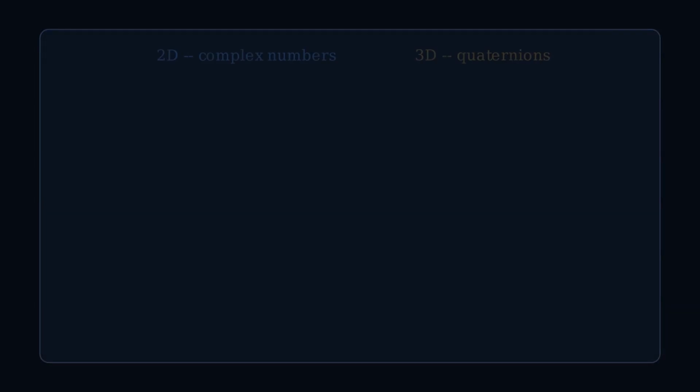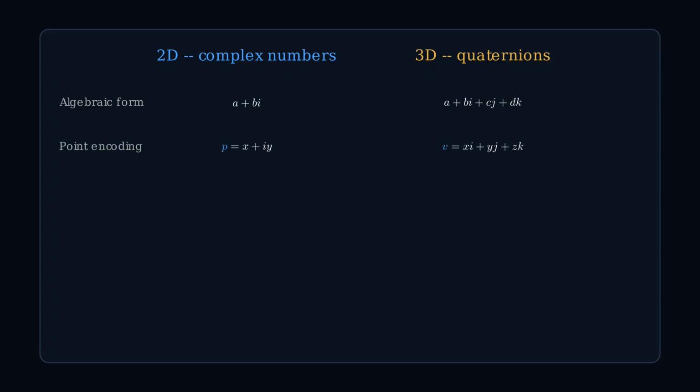Let's put it all side by side. Algebraic form, a plus bi versus a plus bi plus cj plus dk. Point encoding, p equals x plus iy versus v equals xi plus yj plus zk. Rotor form, e to the I theta equals cosine theta plus I sine theta versus q equals cosine theta over 2 plus u hat sine theta over 2.